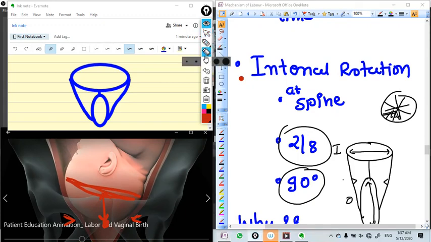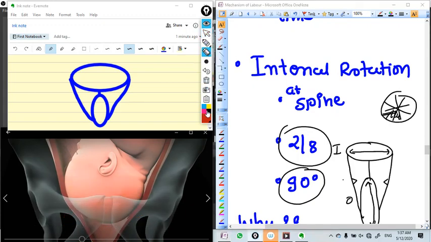When I was a student, I had one question in my mind. Why does this internal rotation even happen? What is the need for internal rotation? Why doesn't the baby come out swiftly? Why does it have to rotate? I don't know. And that was a big confusion, that 2/8 of the circle, 90 degrees of the circle. I was just confused. So I want you not to be confused. Why does the fetus have to rotate 90 degrees to come out of the pelvis?